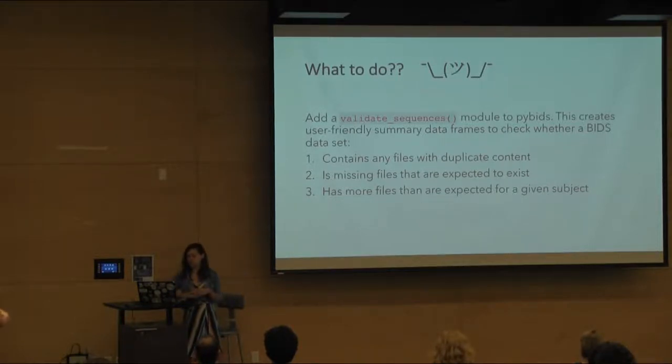So what are we going to do about this? We wrote a little function that's going to be integrated into PyBIDS. It just creates user-friendly data frames that tell you about your data. So you just call validate sequences on a BIDS layout object. And it tells you whether or not you have any files that have duplicate content, whether you're missing files, or whether you have more files than expected for a given subject.